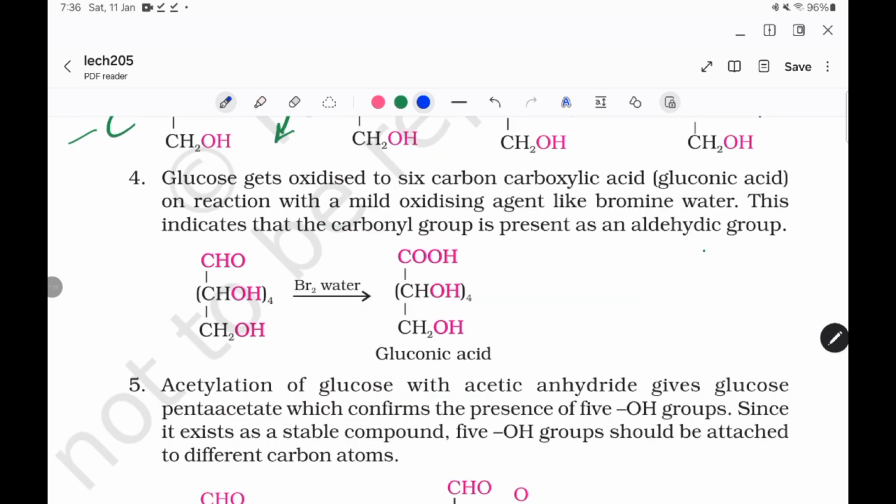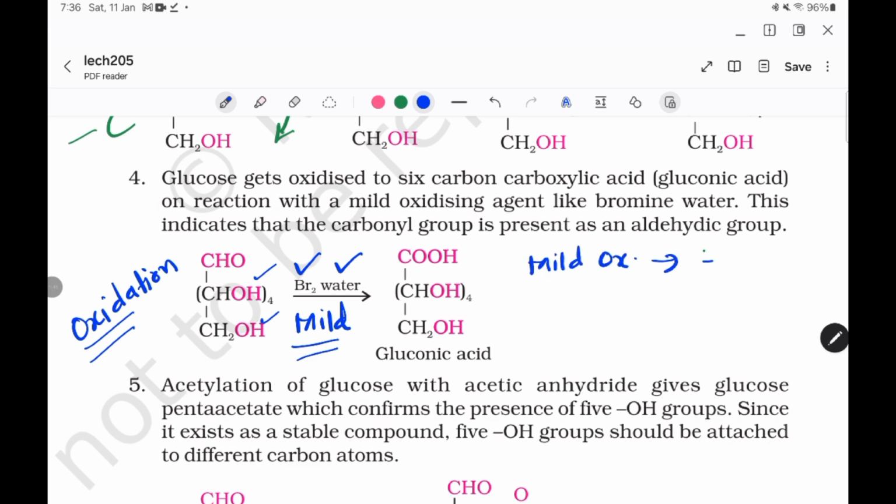The next reaction is the oxidation reaction. In this we will use a very weak or mild oxidizing agent like bromine water, which will be able to oxidize only the aldehydic group and not the alcoholic group. If you use a mild oxidizing agent, it will oxidize the CHO, whereas if you use a very strong oxidizing agent, it can oxidize the primary alcoholic groups also. And we are already aware of what happens if the alcoholic group gets oxidized.